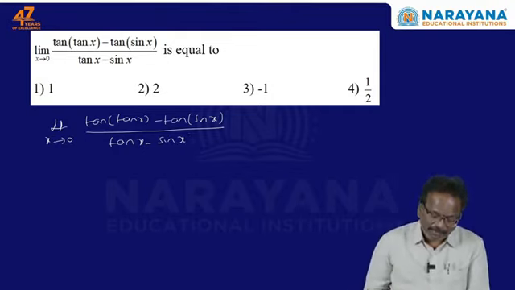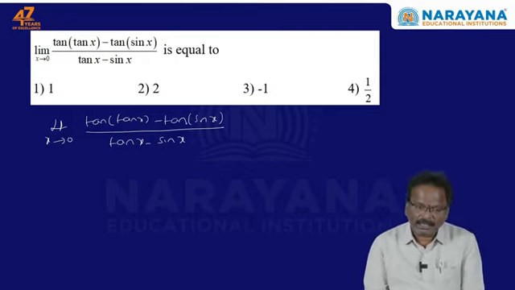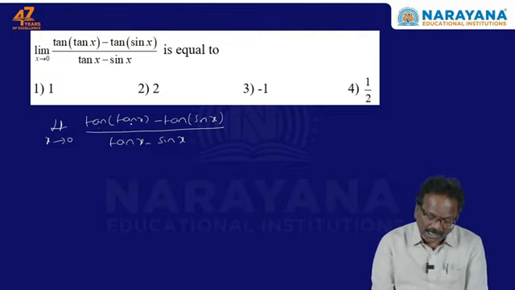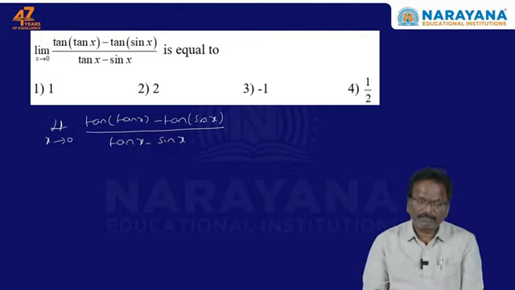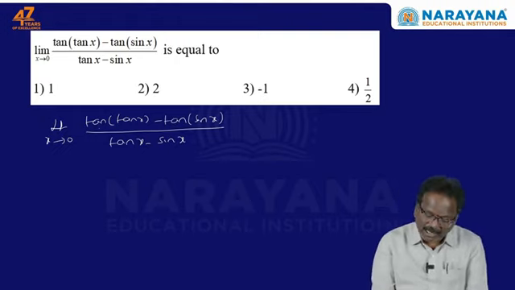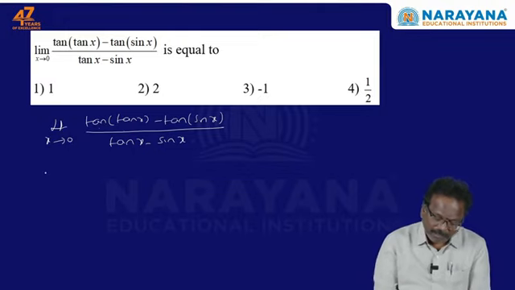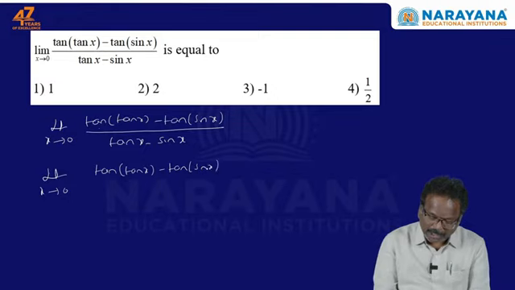To simplify this, tan of tan x minus tan of sin x, clearly this is in the form of tan A minus tan B. To write this under the tan of A minus B formula, you multiply and divide by 1 plus tan of tan x into tan of sin x.